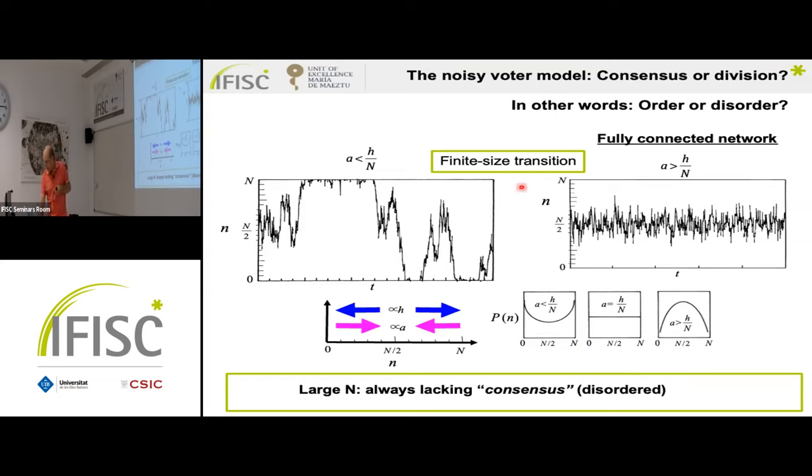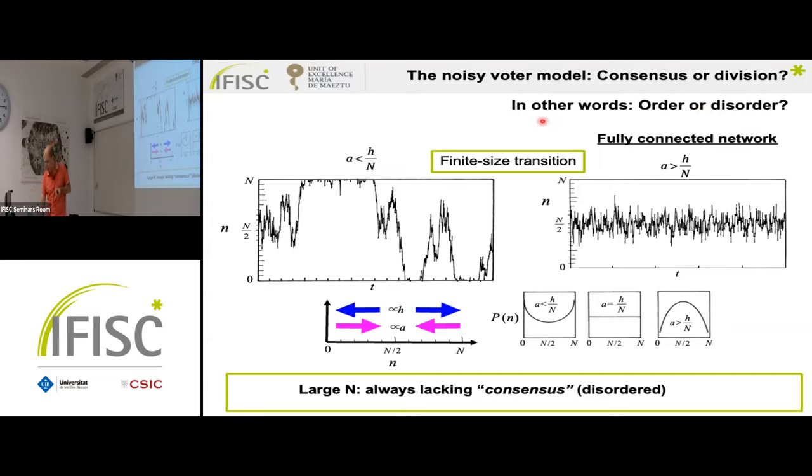So what is the question we want to answer here? We have these two mechanisms, random changes and copying. At the end of the day, when we reach a steady state, will everybody be in the same state, or will there be roughly 50% of people in each of the two states? So will we reach a situation of order or disorder, of consensus or dissensus? Consensus, that everybody is doing the same action, is what we call order.